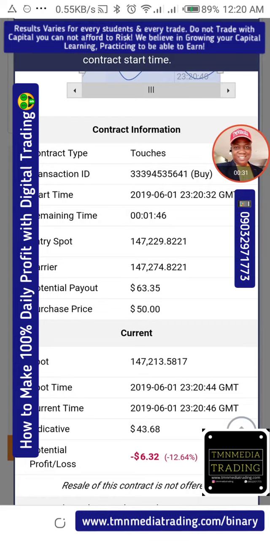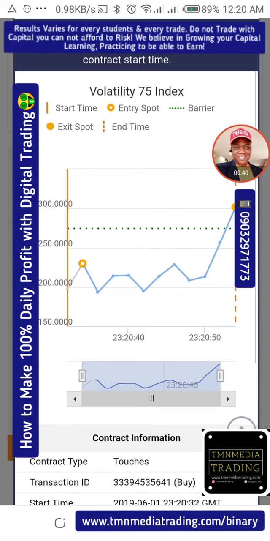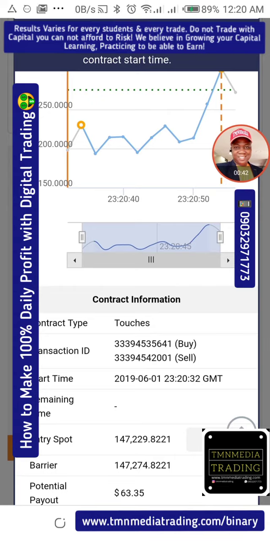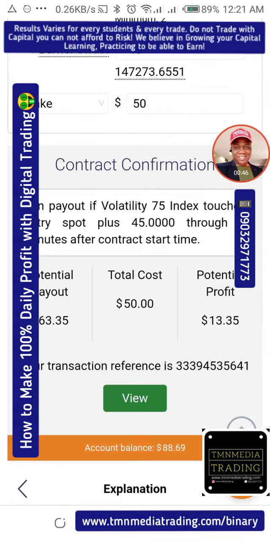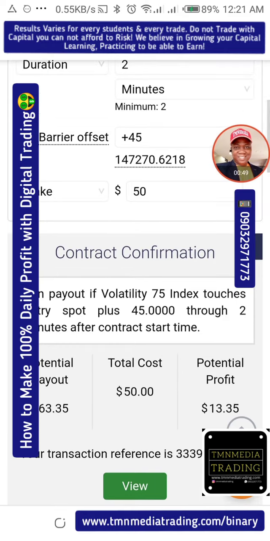Most times I don't like showing you guys that chart so that your heart will not be pounding. It's best not to look so that you can concentrate. So I just made $13, right? Let's try and see if I can do one more trade.